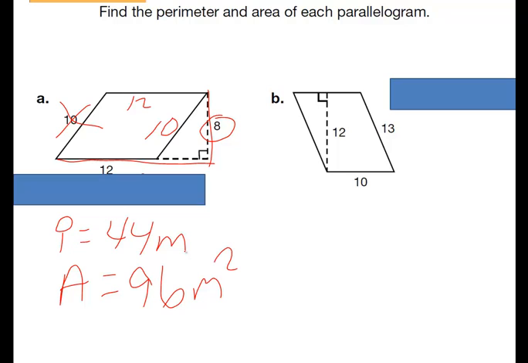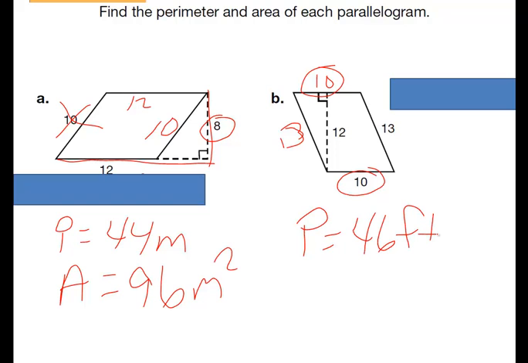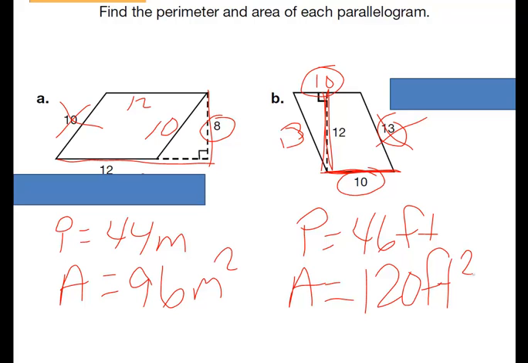B is a little bit different shape. Kind of throws you off a little bit, but not really. I know these two sides are the same. I can see they're the same. So that's 26, 36, 46. So my perimeter is going to equal 46. We'll make this one feet. And then my area is height times base. Do I use the 13? No, I don't. I use the 12 here because it's perpendicular to my 10. And I do 12 times 10, 120 feet. And because it's area, I'm always going to square it.